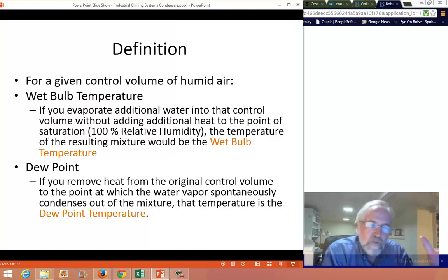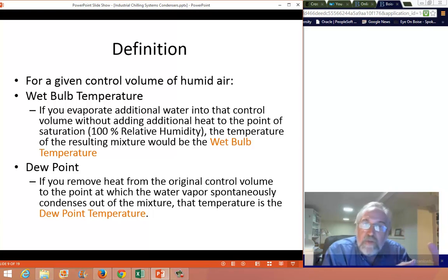And as that liquid water changes to vapor, it absorbs the heat from the air, and the temperature drops. That process continues until the relative humidity is 100%. In other words, until that chunk of air in the control volume can no longer hold any more water. And since some of that water evaporated and absorbed heat, the temperature is lower. And that temperature, when it gets to saturation, is called the wet bulb temperature.